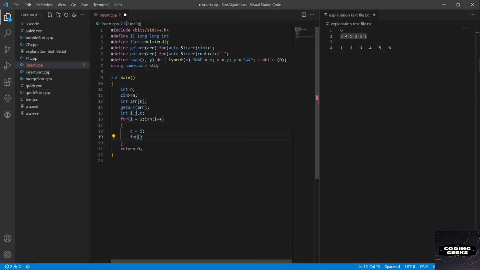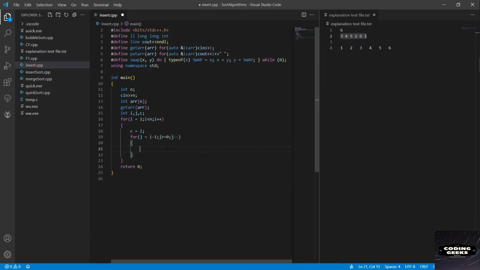Now j will be equal to i minus 1, since we'll be comparing the element right behind it. Okay, so that's the initial position. I could even write c, that's totally fine, but I think writing i will make it much more clear that we are just starting from the element right behind i. That's my whole and full reason for this. I could have simply written c, but it's okay.